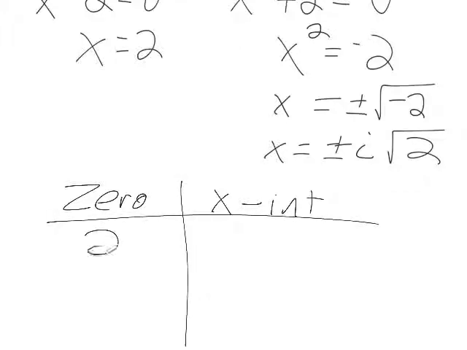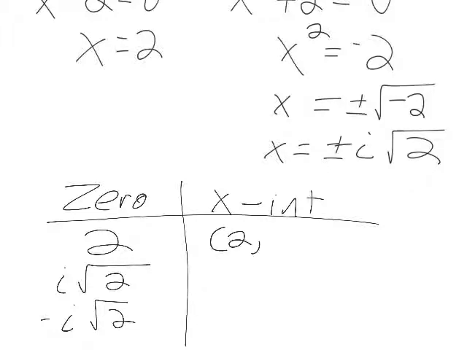My first zero is a 2. My second would be a positive i times the square root of 2. And my third would be a negative i times the square root of 2. For the zero that's at 2, my x-intercept is 2, 0. And then for the other 2, we don't have an x-intercept. I can't graph those. It has to be a real number in order for me to graph it, okay? So there's how we get our zeros and x-intercepts from a polynomial function.